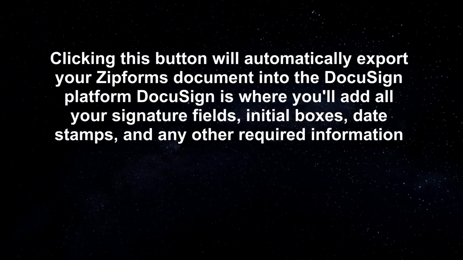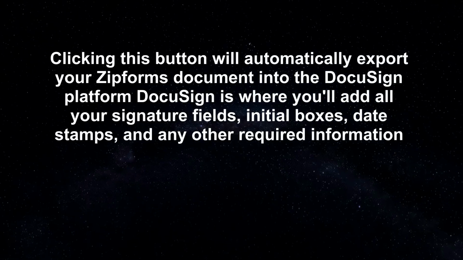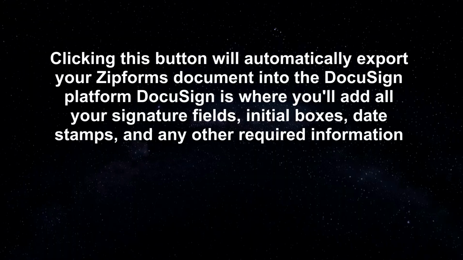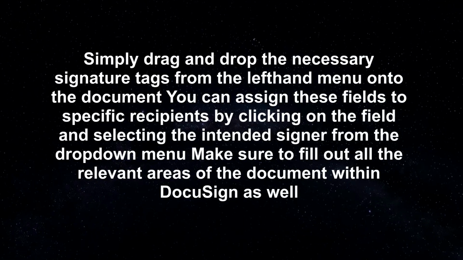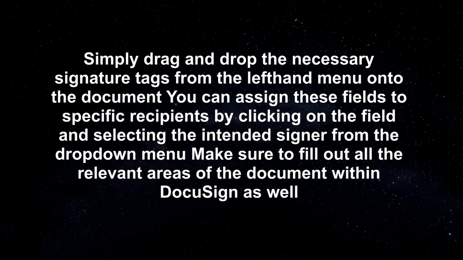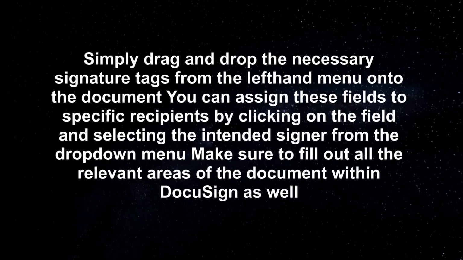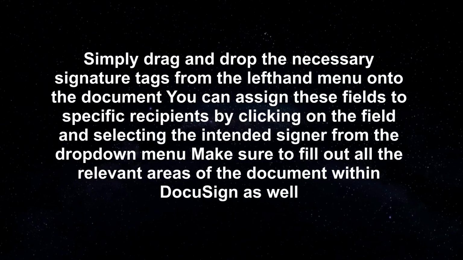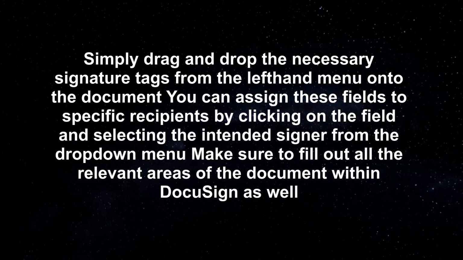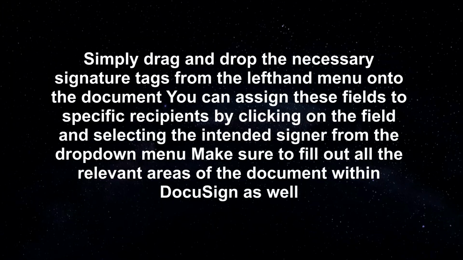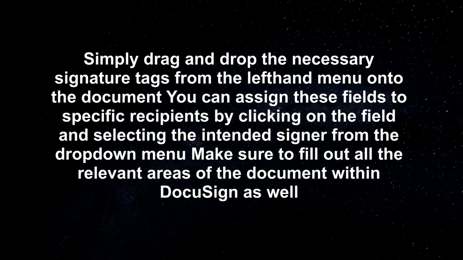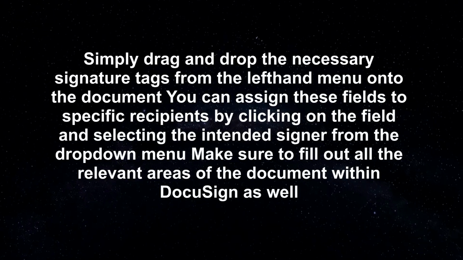Docusign is where you'll add all your signature fields, initial boxes, date stamps, and any other required information. Simply drag and drop the necessary signature tags from the left-hand menu onto the document. You can assign these fields to specific recipients by clicking on the field and selecting the intended signer from the drop-down menu. Make sure to fill out all the relevant areas of the document within Docusign as well.